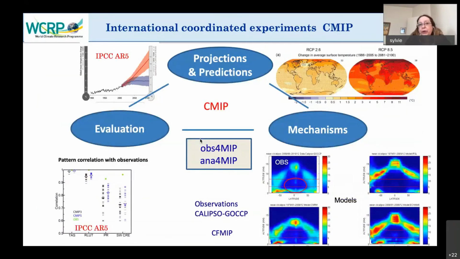What is important to understand about those CMIP exercises is that what you see most of the time are the projections and predictions for the short term. But it's not the only objective. It's just one part. The exercise is really built to give you projections, but also a strong basis for evaluation. And I showed one example, but also mechanisms. There are sensitivity experiments to better understand, for example, here, the role of low-level clouds compared to some satellite observations.